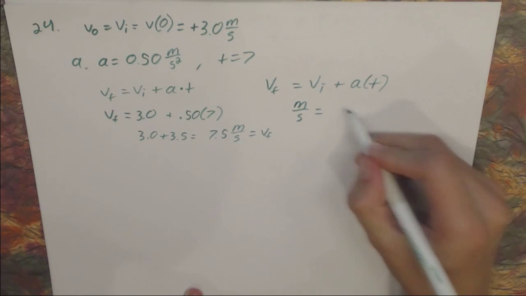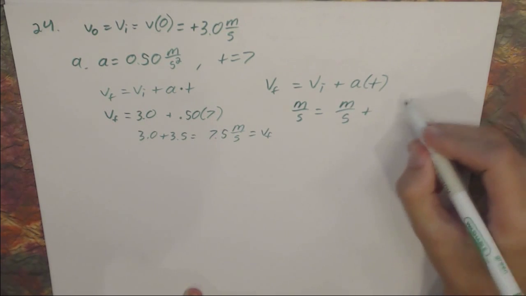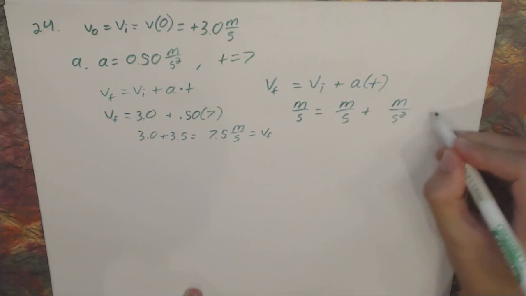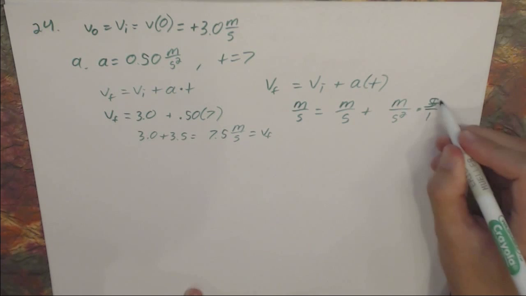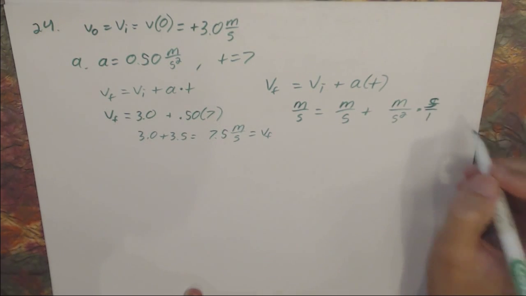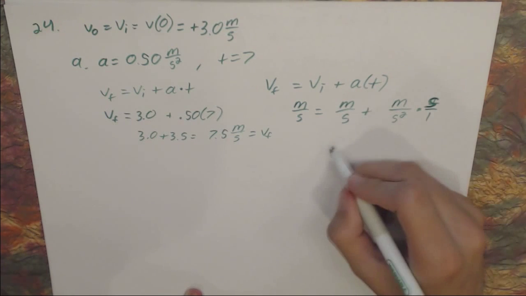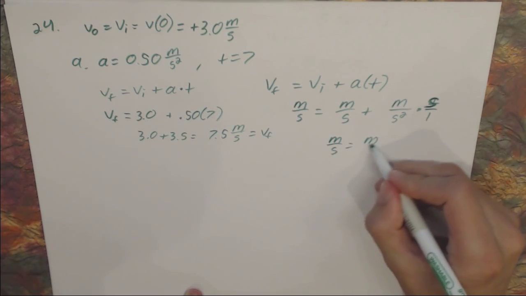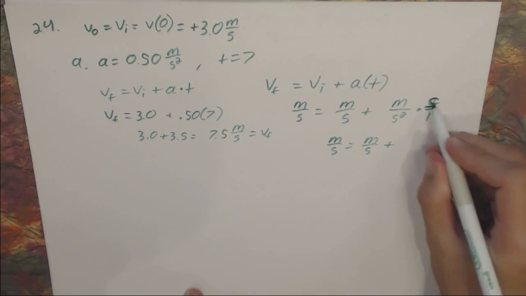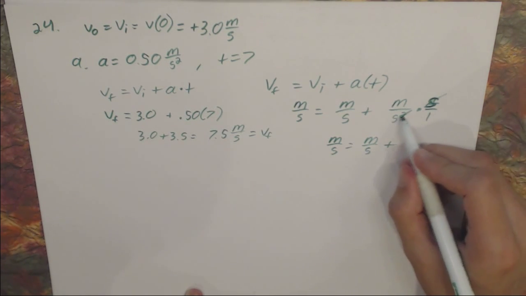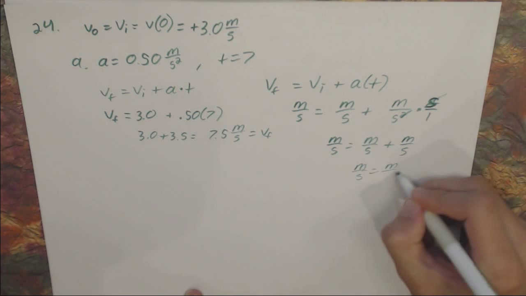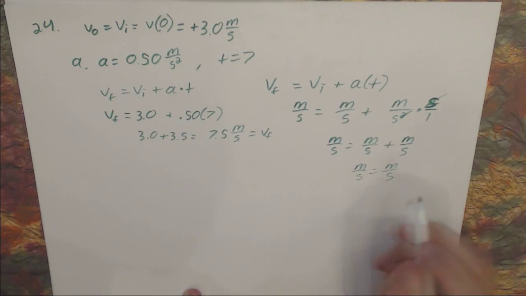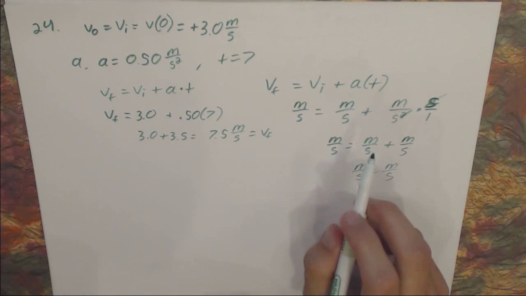Velocity is in meters per second. Acceleration is in meters per second squared. Multiply by time, which is on the top of the fraction. Make sure you don't put it on the bottom, so over 1. And time is in seconds. So when you multiply that out, you get meters per second equals meters per second plus, and these cancel. Well, that one cancels with one of these, plus meters per second, and then you get meters per second equals meters per second. So unit-wise, it works, and that's a good way to make sure that you have the right equation.